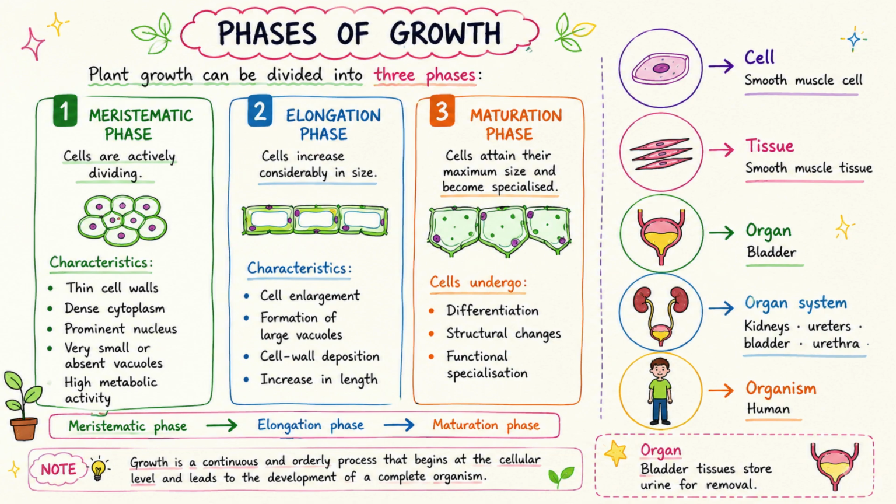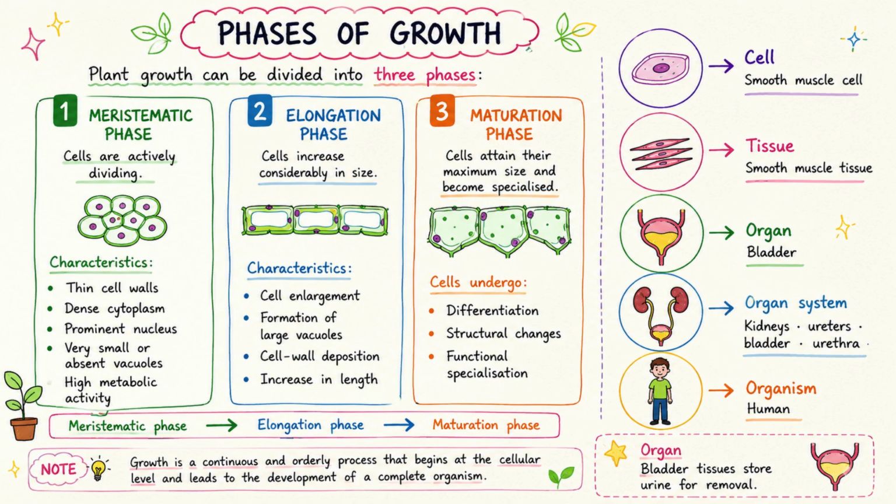The second phase is the elongation phase. After cell division, the cells start increasing in size. During this phase, the cells become longer and larger. Large vacuoles are formed inside the cells. The cell wall also undergoes deposition and modification. As a result, the length of the plant part increases.